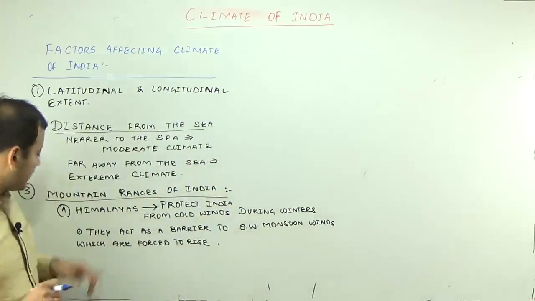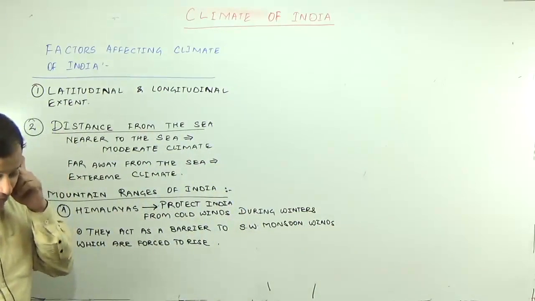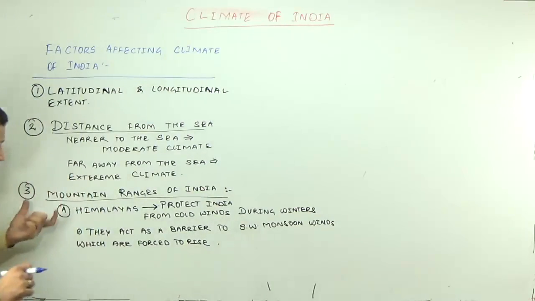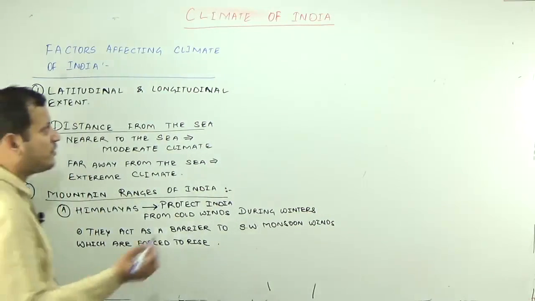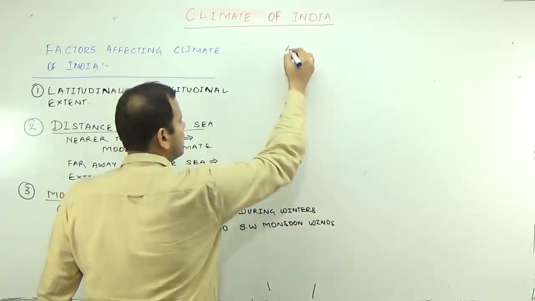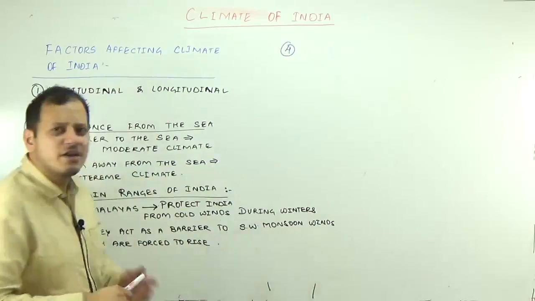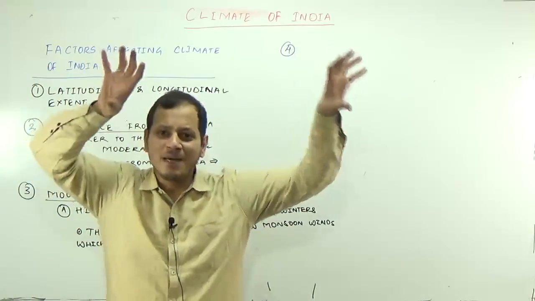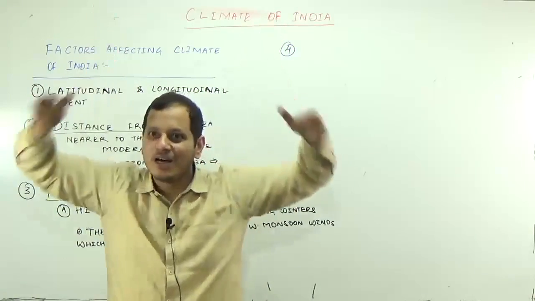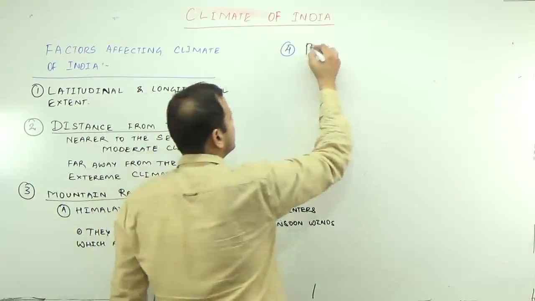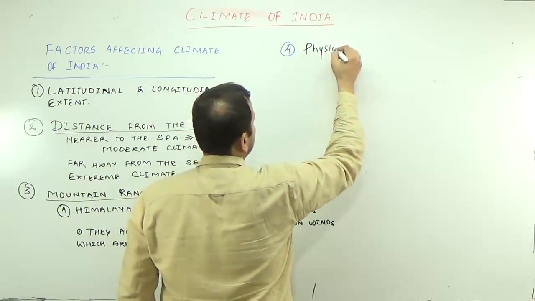The other factor which determines the monsoon wind is the mountain ranges, the physiography of India. I have told you about the physiography and the relief, along with how the Garo, Khasi, Jaintia hills of Meghalaya, the mountains, etc. So that is the same point, the physiography and the relief features.